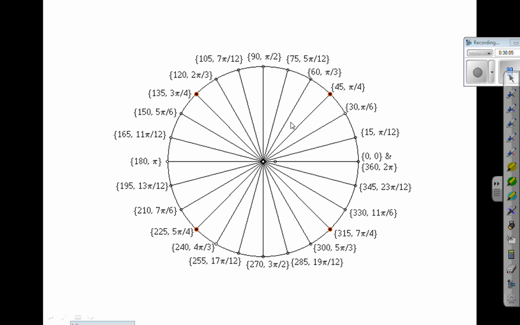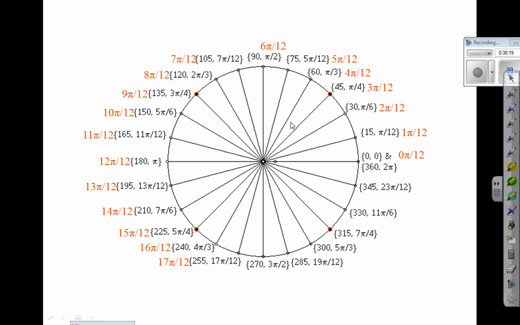And the nice thing is that if you go up by pi over 12s, then you get the patterns that you kind of missed before. And so here's the pattern going around the circle in red. Every jump is just pi over 12. So you can see all we're doing is counting pi over 12s, right?